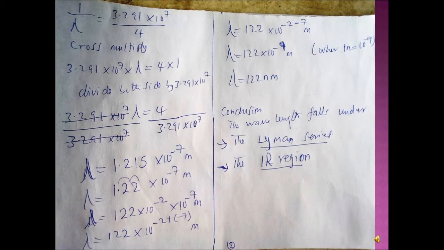So from this, we can conclude that our wavelength falls under the Lyman series, and it is in the what? It is in the infrared region and not in the visible region. You remember that we talked about the visible region, which is normally between 400 and 700 nanometer or thereabouts. But for this, we can see it is less than 400. So that means it has fallen below the visible region, which is now referred to as our IR region.